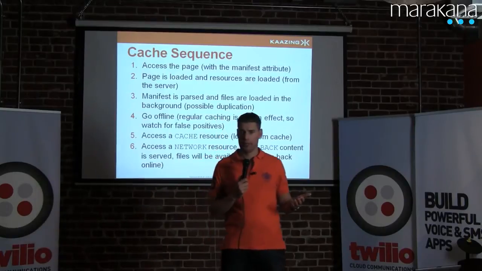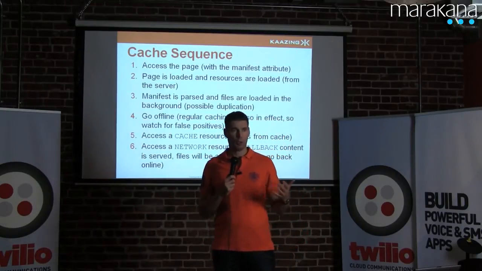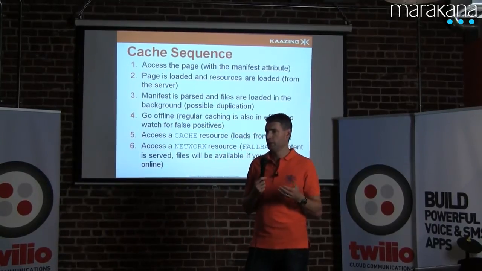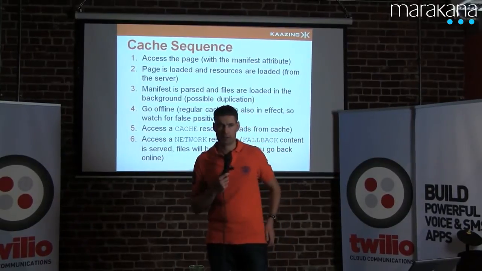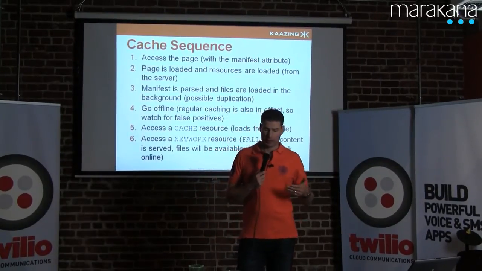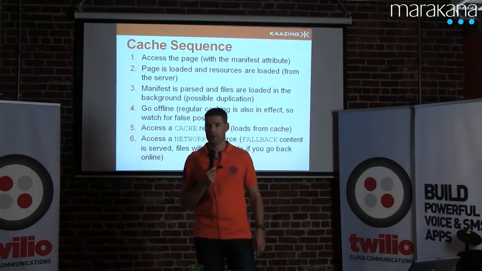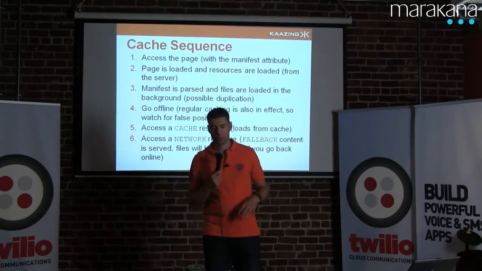Then, if you go offline, you can access all of the cached resources. So if you then navigate to a file, it's available, right? If it's one of the cached resources. If you navigate to something that should be on the network, then you should, in theory, get the fallback content served. But now comes a very tricky thing.